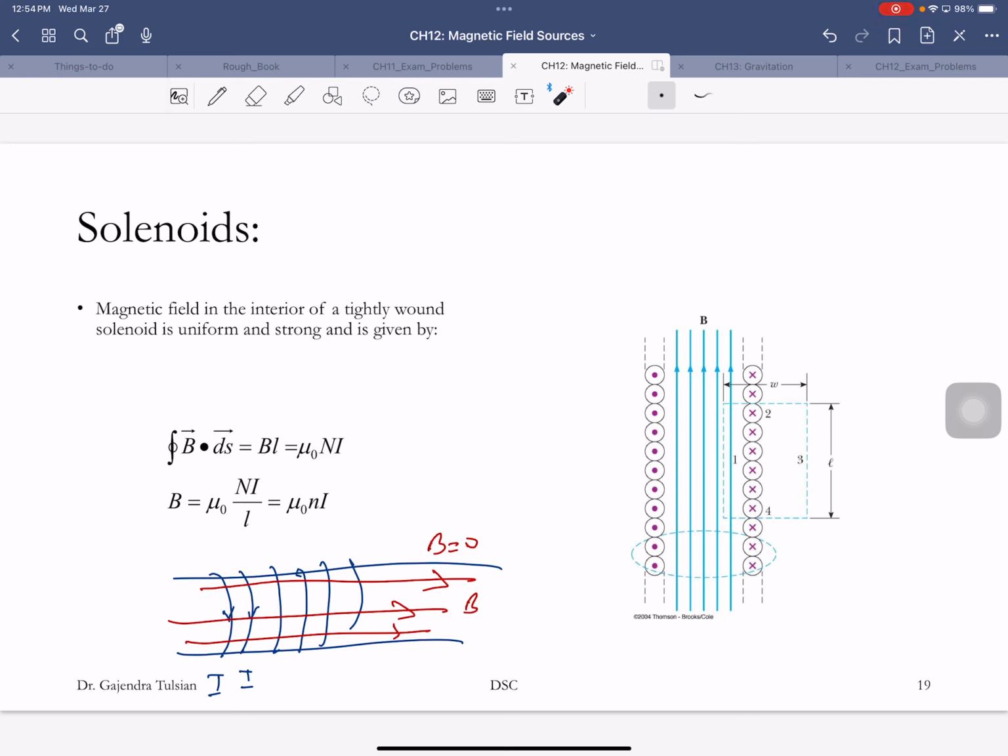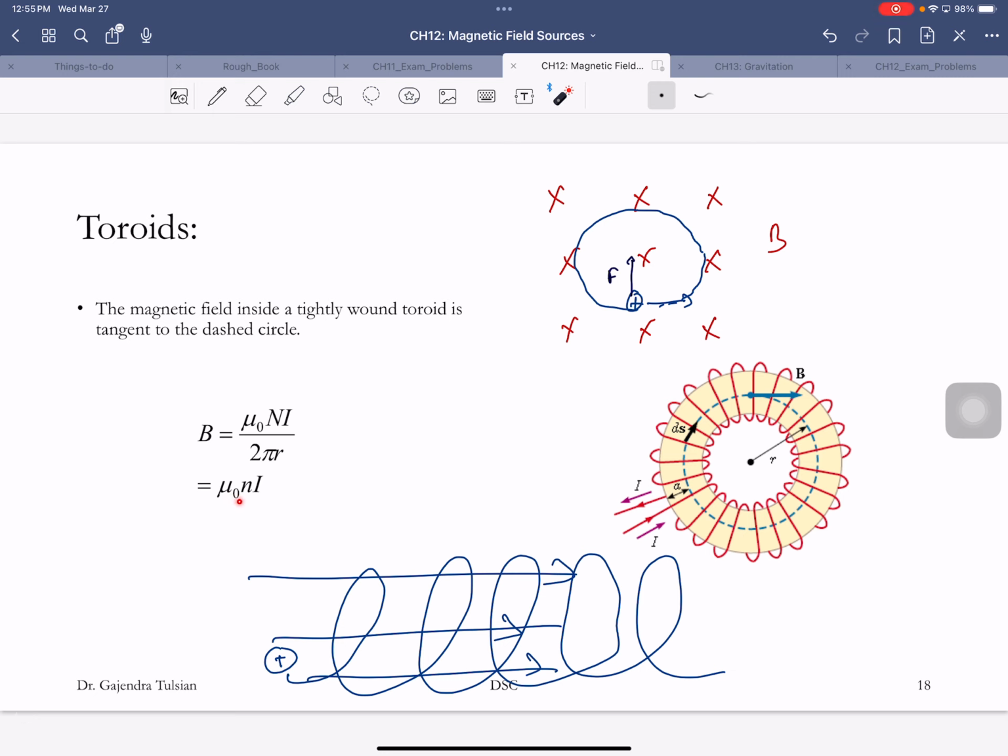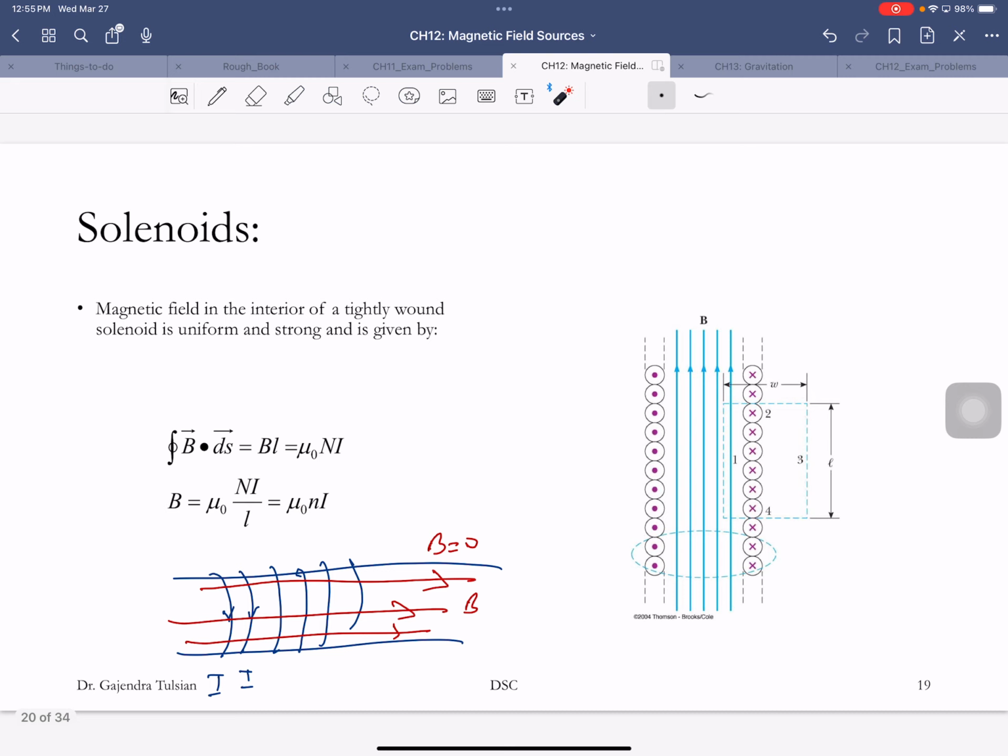And the strength of this magnetic field is mu naught times n times I. n is the number of windings per meter. The expression for the solenoid is the same. The magnetic field strength inside the solenoid is mu naught n, the number of windings per meter, times I, the current. So the expression is the same in both these cases.